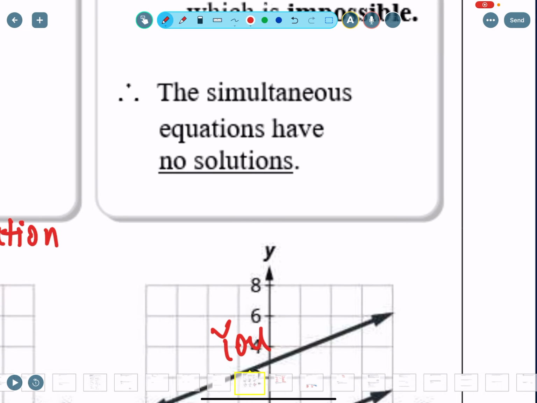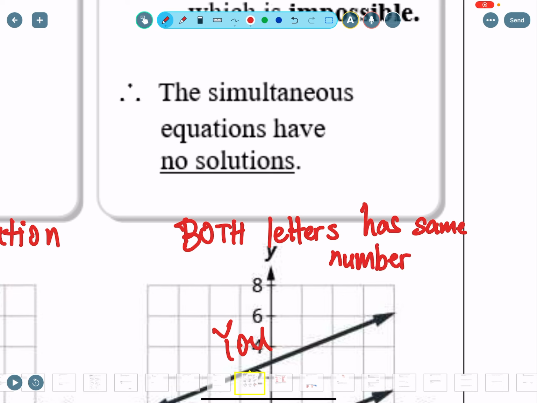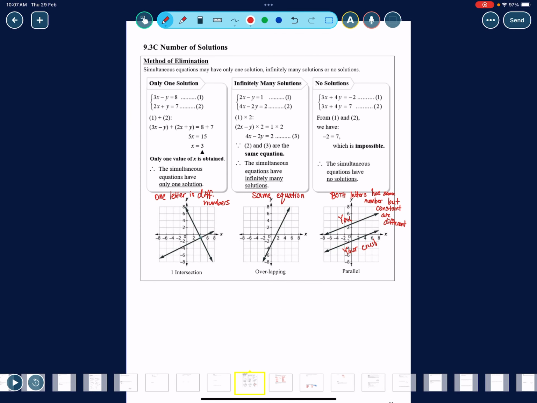The no solution one is where both letters have the same number, or coefficient, we call it, but the constant, the number without the letter, is different, so it's not the same equation. So you end up with an error, like an equation that doesn't make sense to you. So that's impossible. No solution for that.